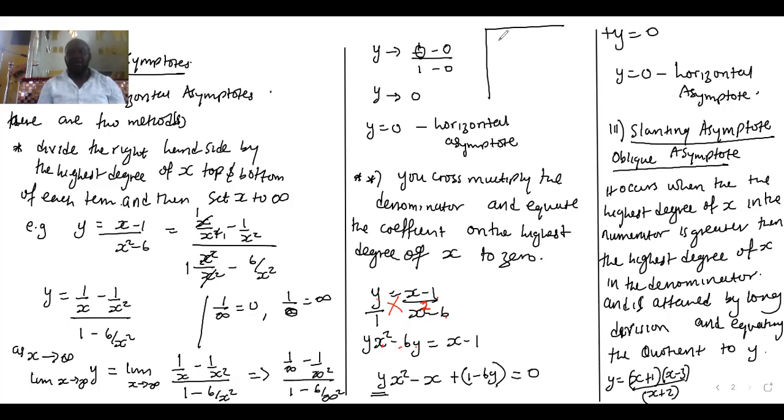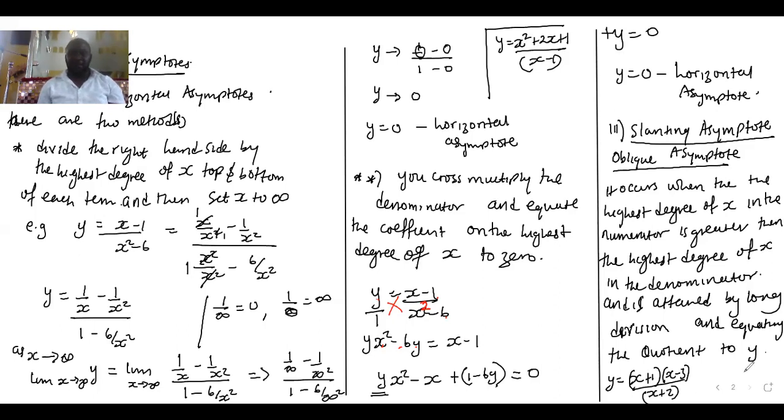It can even be like this: y is equal to x squared plus 2x plus 1 divided by x minus 1. Clearly, you see the highest power of x in the numerator, x squared, is greater than the highest power in the denominator. So it means this is an improper fraction. Improper fractions bring about what we call oblique curves, which have oblique or slanting asymptotes. To get those slanting asymptotes, we divide the numerator by the denominator by long division.